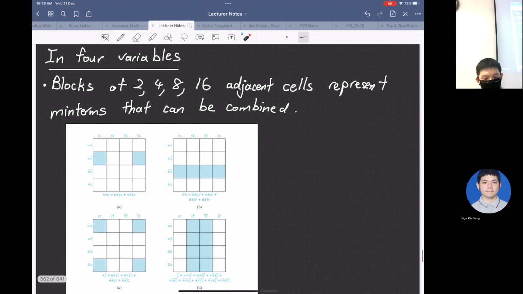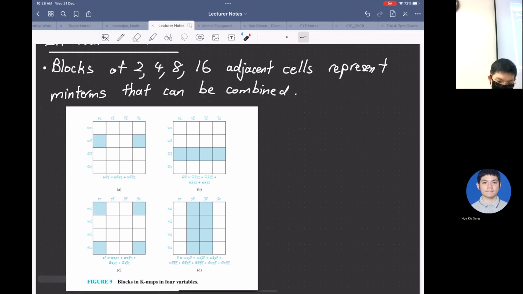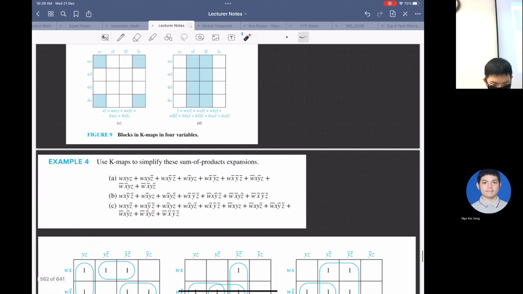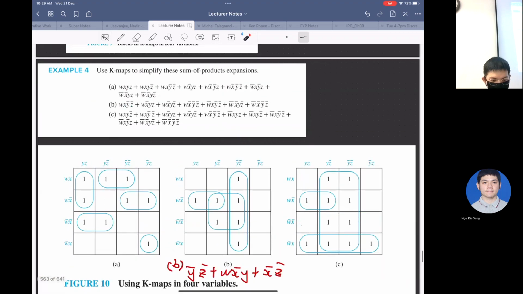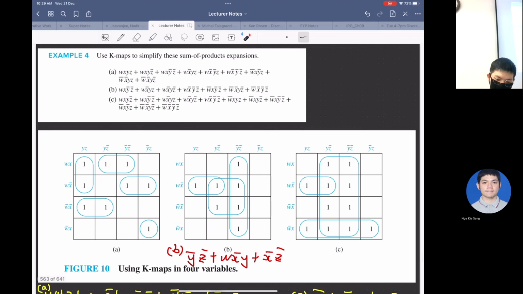Next, in 4 variables, you can see that there are different ways you can combine 4 blocks. You can combine like this. You can also combine 4 blocks in this corner. These 4 corners are adjacent. And combine 8 blocks differently. So similarly, in the 4-variable case, you build the K-map first, and then you try to draw all the possible largest 2 to the power of n blocks, power of 2 blocks.